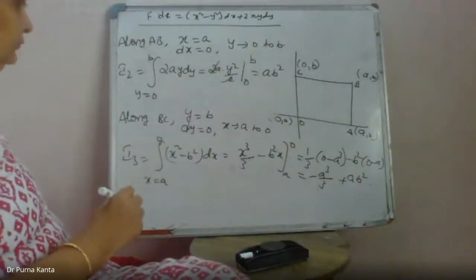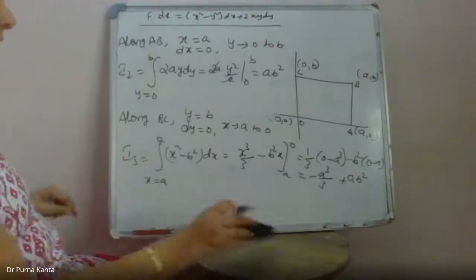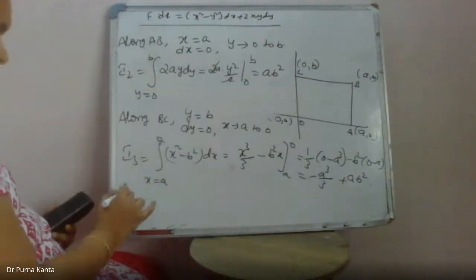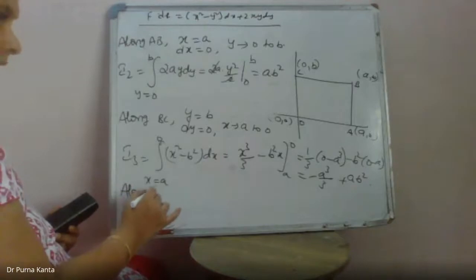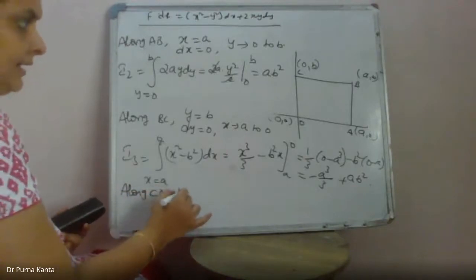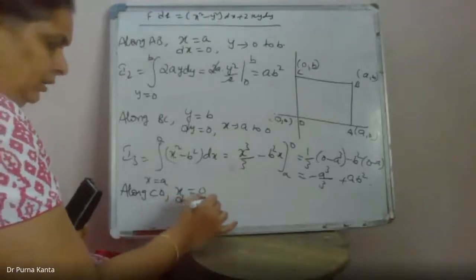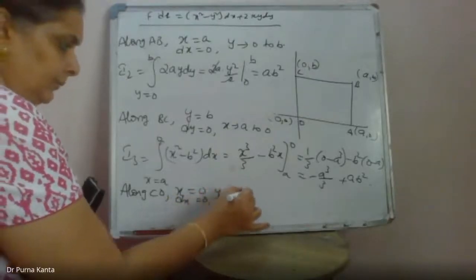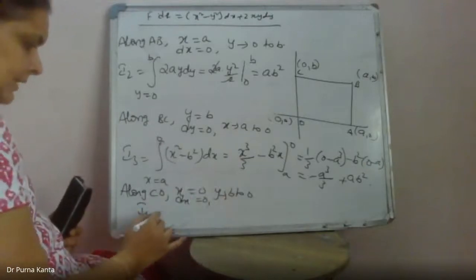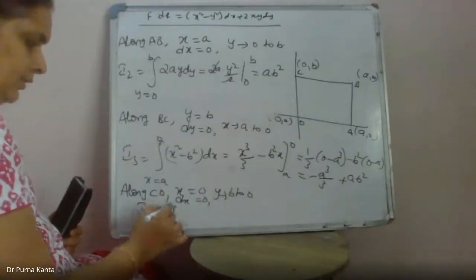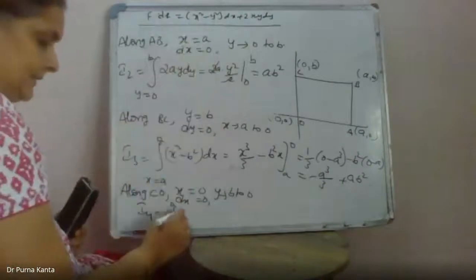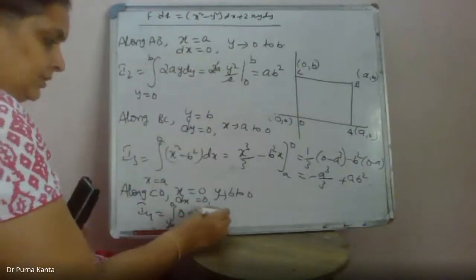And we have the last line, along CO, where x is equal to 0. dx is equal to 0, y from b to 0. So I4 is equal to the integral y from b to 0, dx is 0, x is equal to 0. So the value is 0.